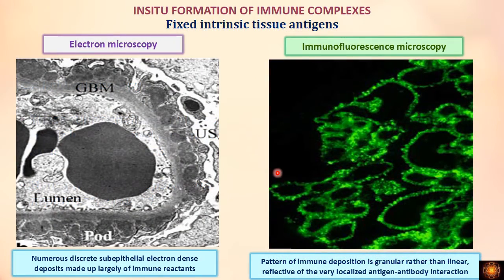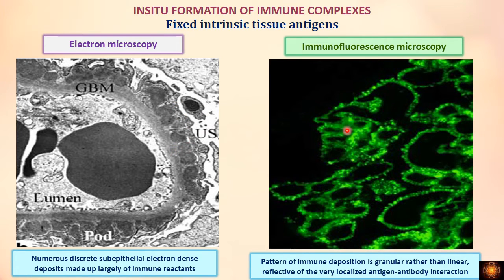In the electron microscopy, you can see the deposits here. This is the basement membrane. On the outer surface of the basement membrane, we have the deposits. This is the capillary lumen and this is the visceral epithelial cell. Outside, it is outside the basement membrane.